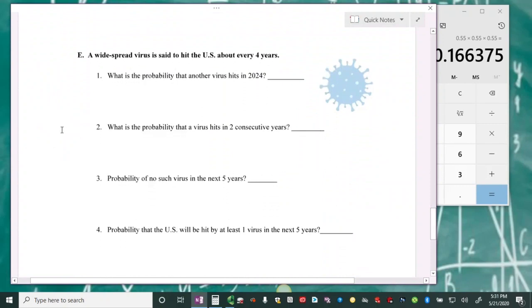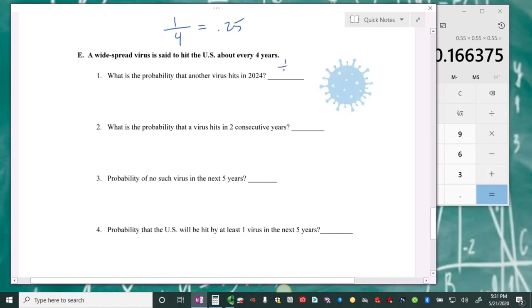Now for part E. A widespread virus is said to hit the U.S. about every 4 years. So again, we're using empirical or a relative frequency probability based on data, based on past events. What is the probability that another virus will hit in 2024? So one about every 4 years. So favorable would be 1 out of total would be 4. So I can use that same theoretical probability idea, favorable out of total, or 0.25.